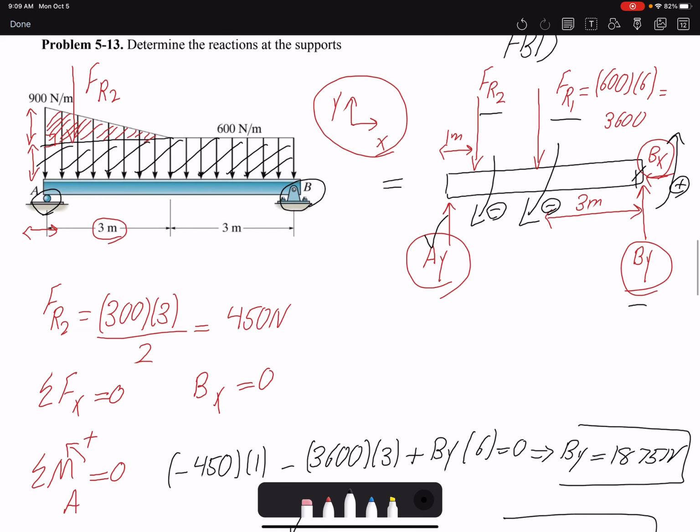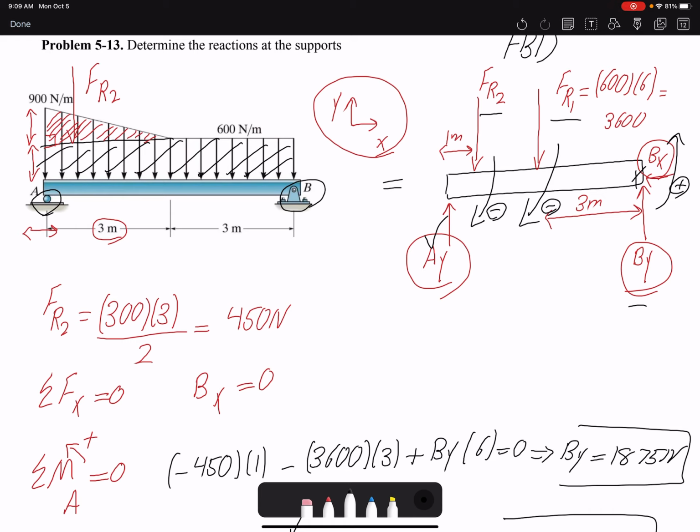So this problem combines the distributed loading problem with finding the reaction force. Again, you should be familiar with this support, saying that okay, this is pinned and this is a roller.